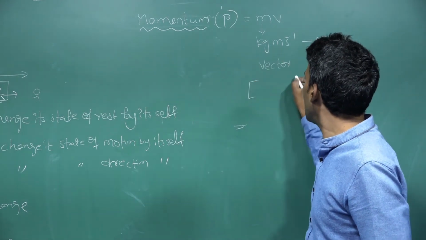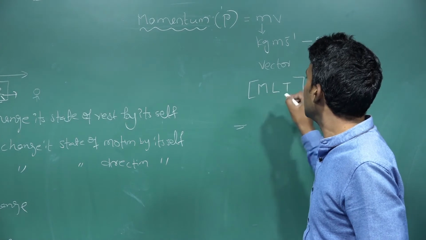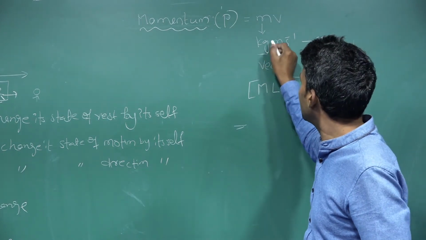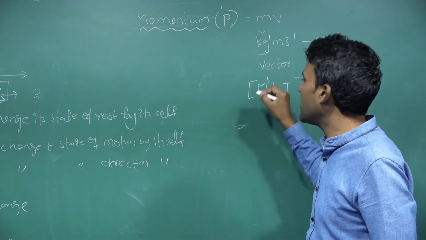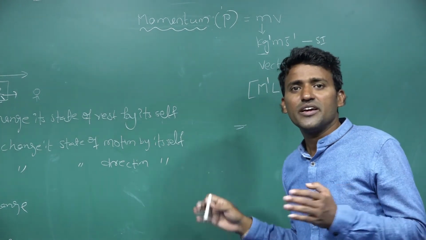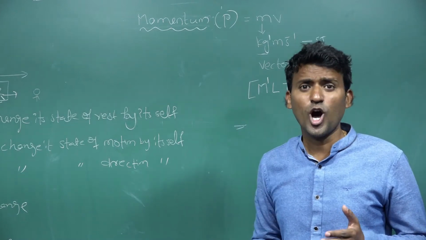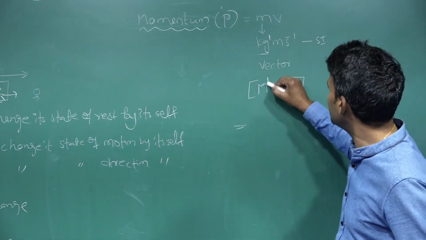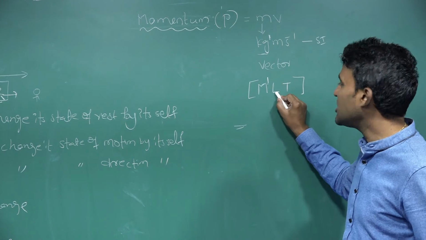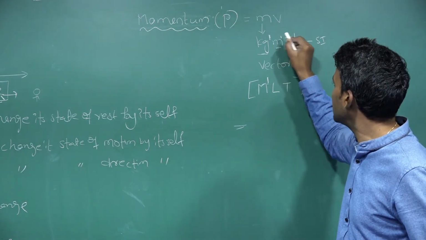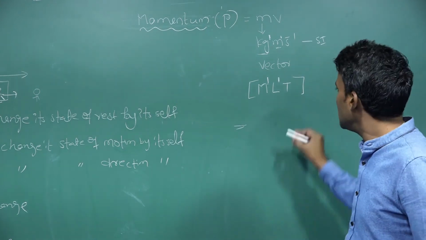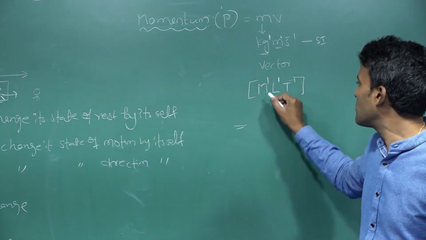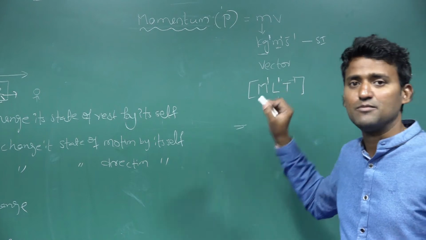We can write the dimensional formula as MLT. See here, capital M represents mass. Mass unit is kg. What is the power of the kg? 1. The dimensional formula means how many times that quantity is raised. Mass is raised one time, so 1 in mass. Length unit is meter, its power is 1. Time unit is second, its power is minus 1. So the dimensional formula has 1 in mass, 1 in length and minus 1 in time, isn't it?